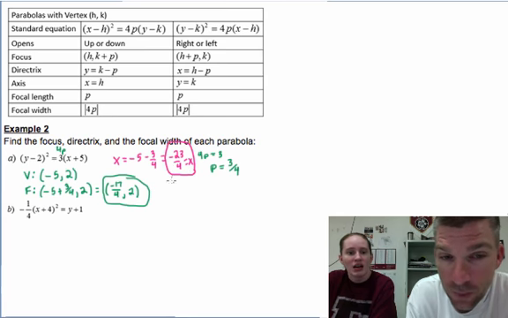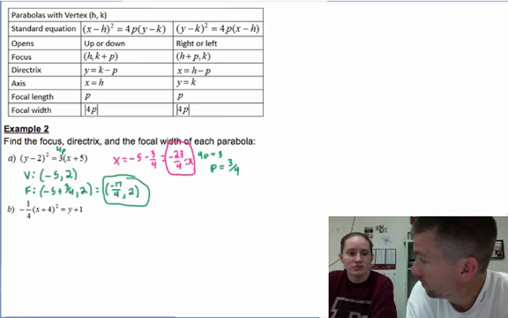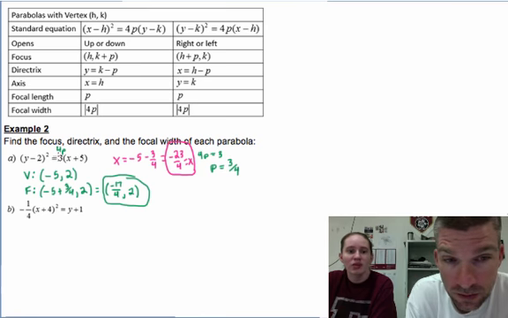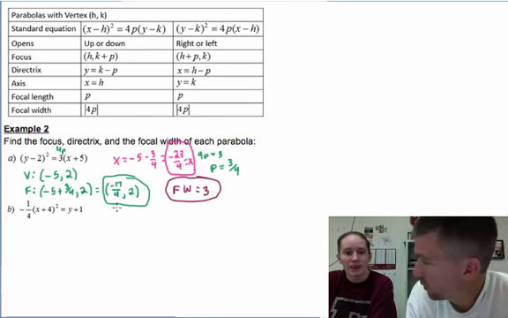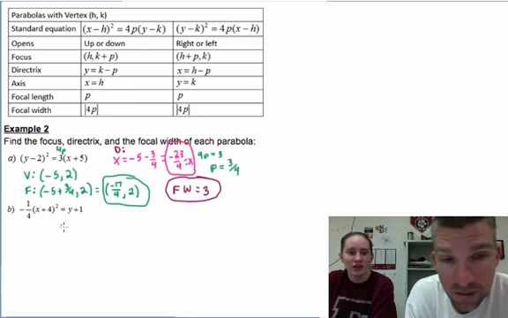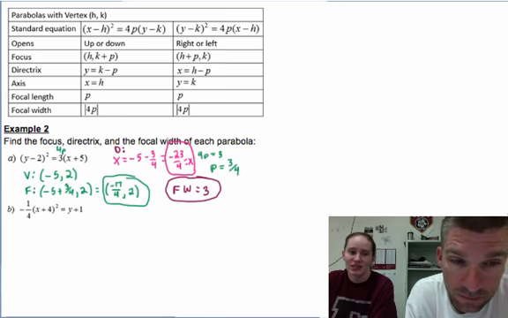And then 4p, that's where we started to begin with. So 4p was 3, and the absolute value of that is still 3. So our focal width is 3. The focal width part shouldn't be tough, because usually 4p is what we're given to start. A lot of times, but not every time. Here, that's not happening.